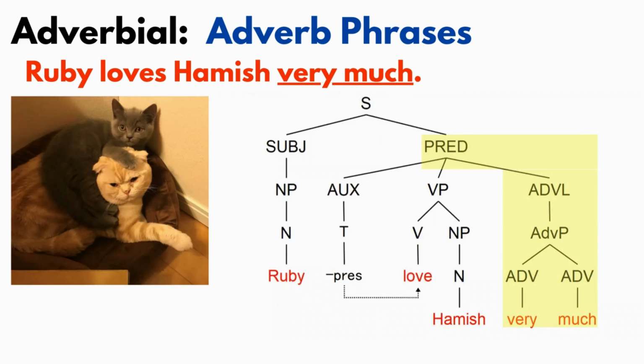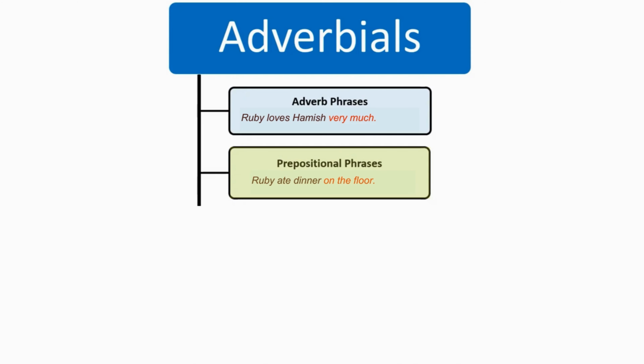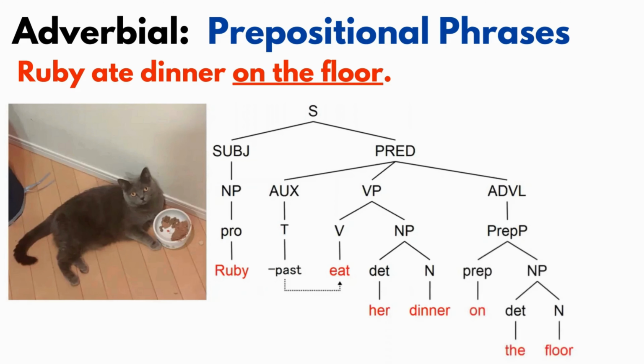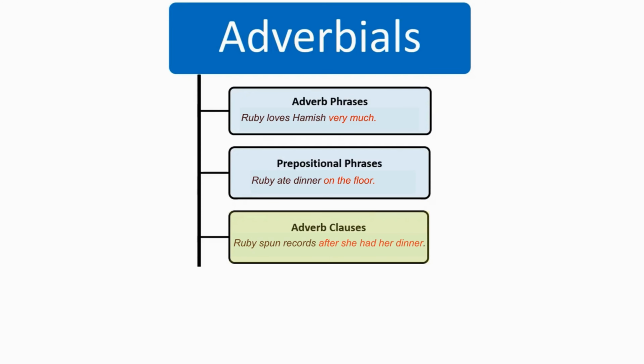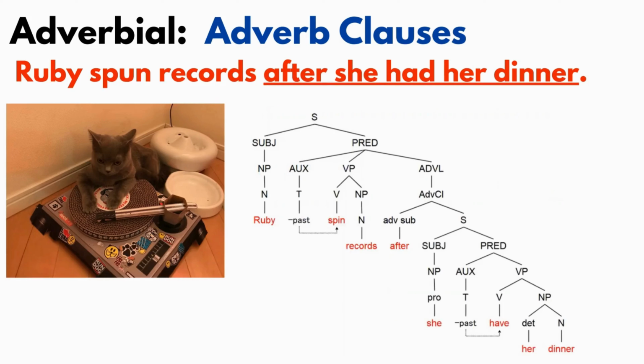You'll note that this adverbial element is not generated from the verb phrase. That is because very much is not required to complete the verb argument. Instead, it is generated more loosely from the predicate node. Okay, the second adverbial is prepositional phrases like on the floor. Let's look at a diagram of this sentence. And again, we can see that the adverbial, in this case, a prepositional phrase, is derived from the predicate node. And we see the same pattern with the third type, adverbial clauses. As you can see, this is a much more complex adverbial as it is made up of a whole sentence. But like the others, this one attaches to the predicate node.